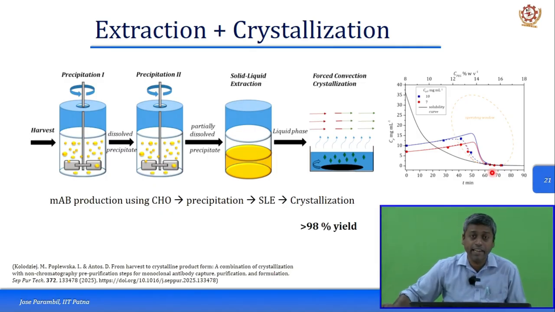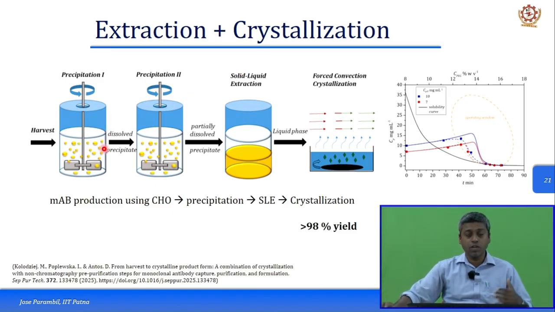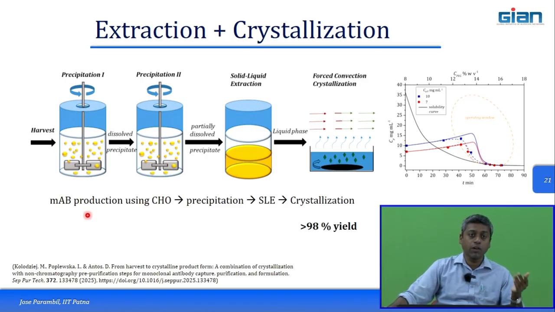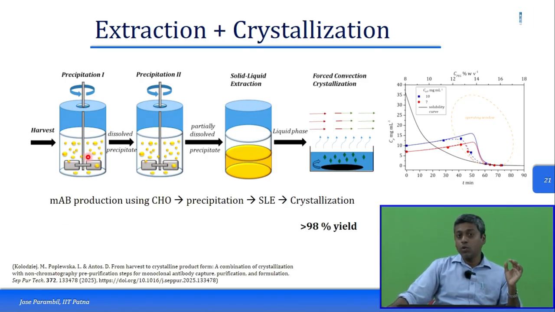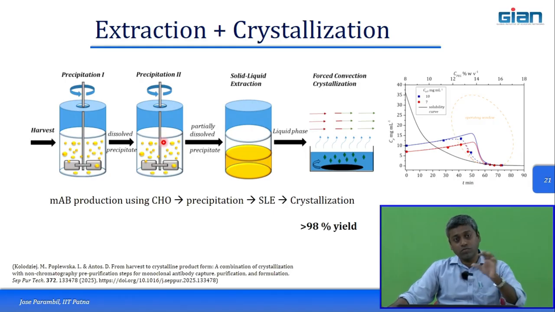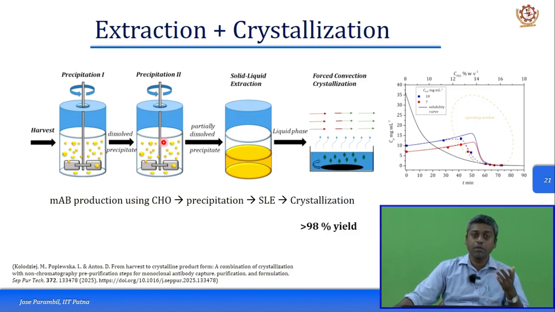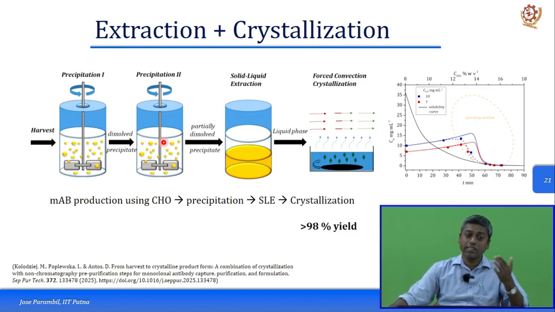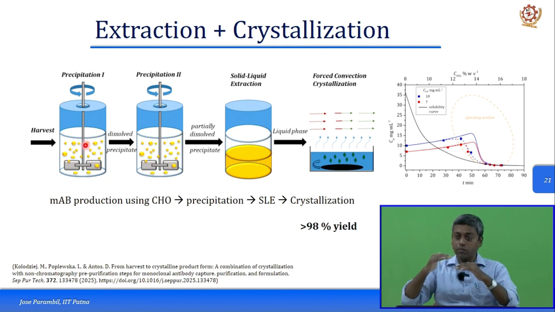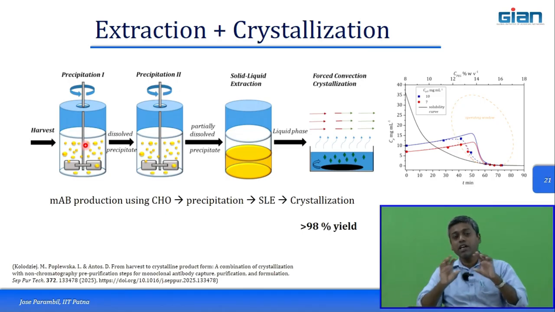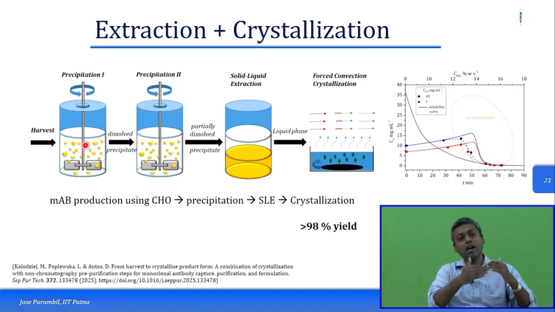Another method is extraction plus crystallization. Once you have the cell line which is able to produce, let's say, monoclonal antibodies, you undertake maybe one or two liquid phase separation processes, maybe aqueous two-phase extractions, or other extraction methods, in which, after each precipitation or each extraction, you are selectively removing maybe half of the components.